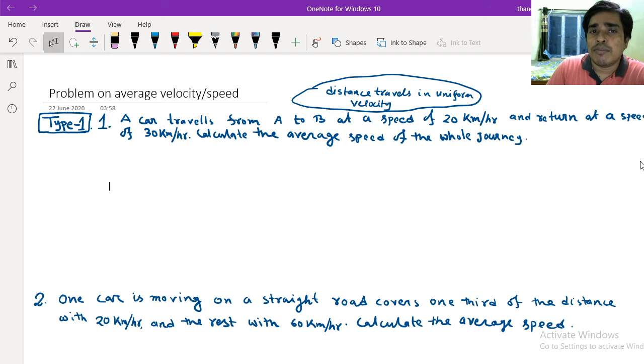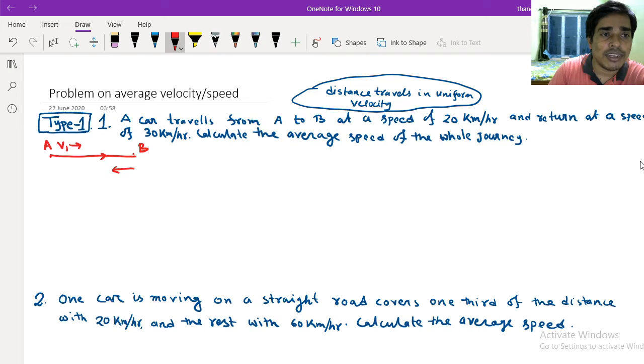A car travels from A to B at a speed of v1 = 20 km per hour and returns at a speed of 30 km per hour. Suppose this is point A and this is point B, and this car travels along this direction with velocity or speed v1 and returns to point A with velocity v2. You have to calculate the average speed.